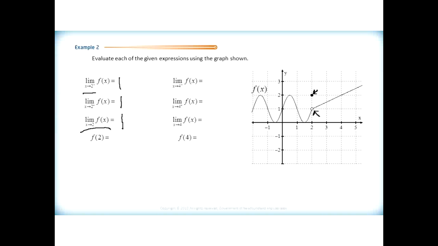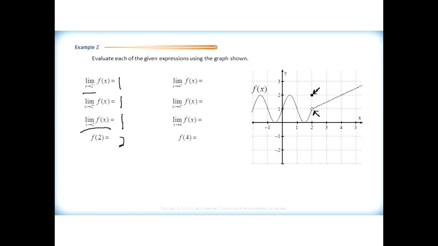Now we have to evaluate the function f of 2. So what is the value of f of x or y when x equals 2? And we can see right here, where we've already drawn this arrow, when x equals 2, the function has a value of 2. So those two things are not equal. Our limit is 1 and our function value is 2, but we're allowed to have that. Limits just have to approach the value. The function is where are you when you're actually at that point.